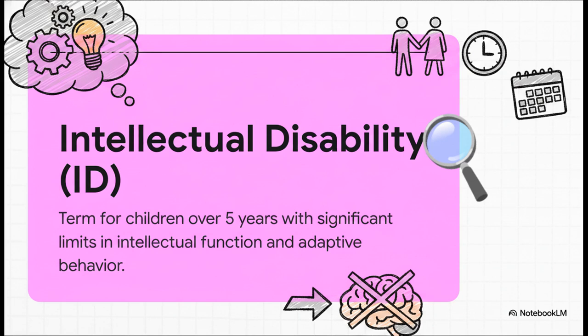Think of adaptive behavior as all the practical, everyday skills needed for daily life: communication, social skills, taking care of oneself. And just a quick but really important note. Intellectual disability is the correct, respectful term we use now. It's replaced the old, outdated phrase mental retardation.